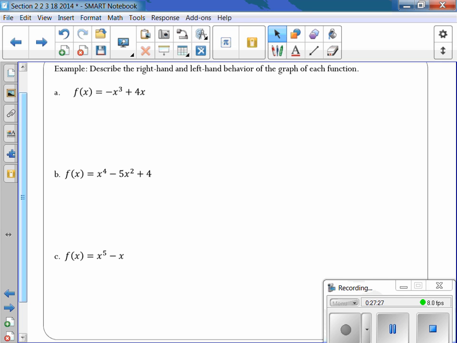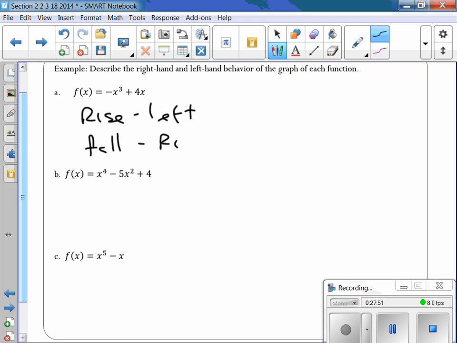It falls to the right and rises to the left. That's the one he says. It's going to rise on the left. Because, why? We're talking about a negative x cubed. X cubed has it falling on the left, rising on the right. Negative x cubed, opposite, right?